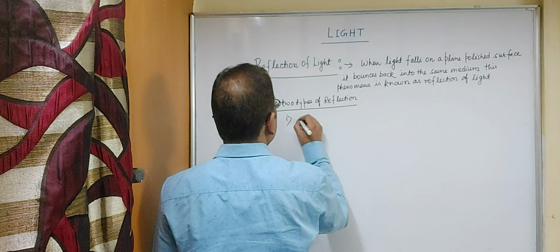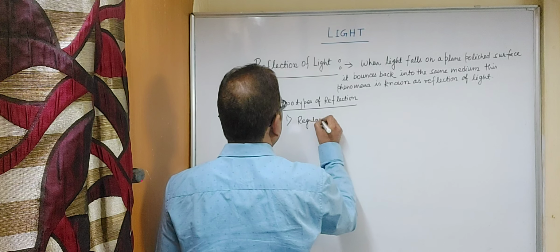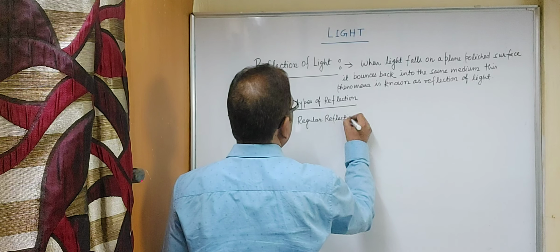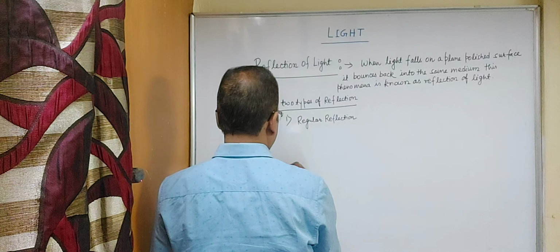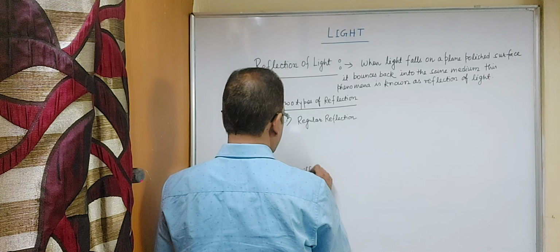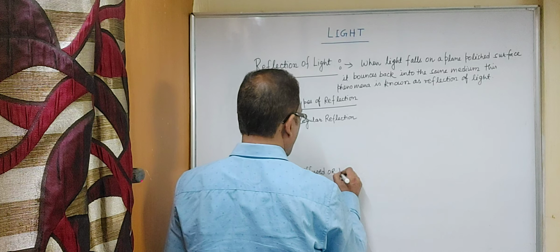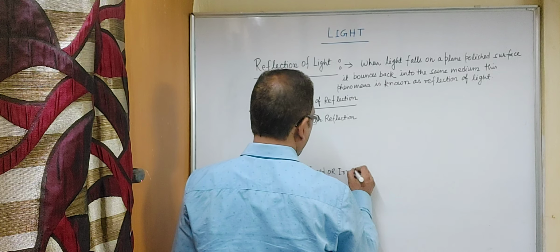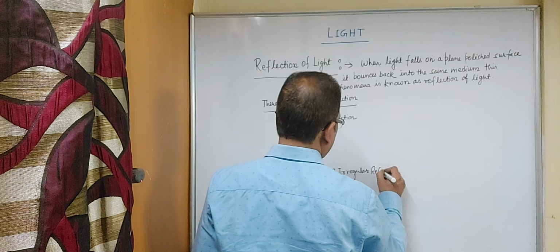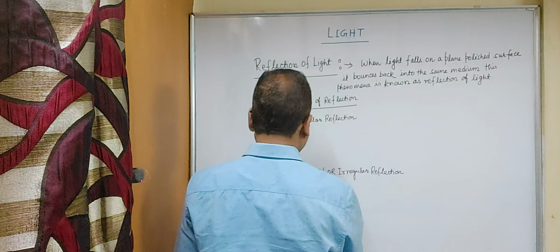There are two types of reflection. First, regular reflection, and second, diffused or irregular reflection. So first we will discuss regular reflection.